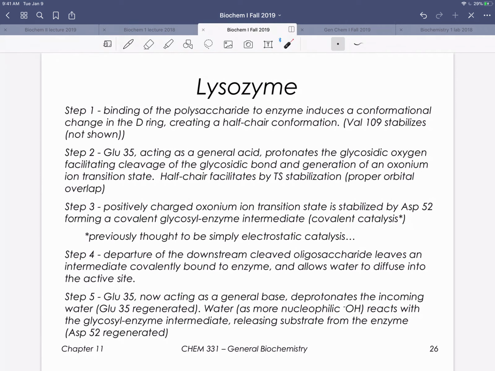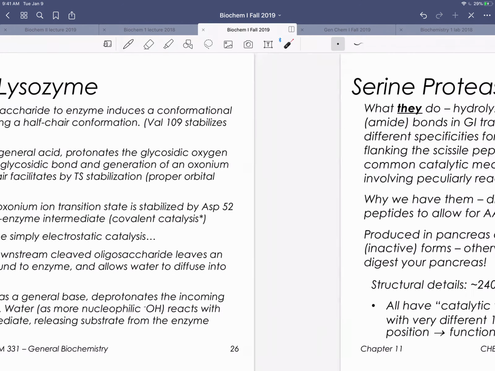So again, one of your homework problems has you thinking about how to detail this. So I'm not going to go through and reread all of these, but again, you're not going to have to do the entirety of lysozyme, for example. You'd have one step that you need to do and comment on.